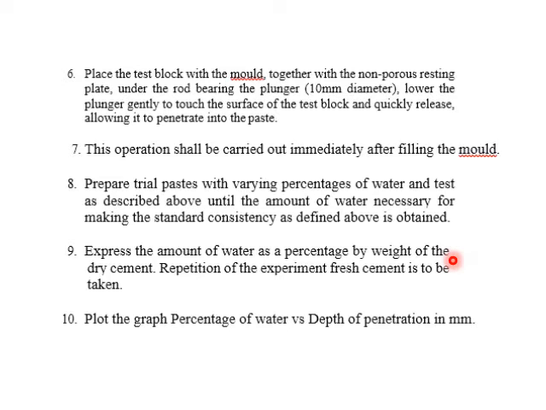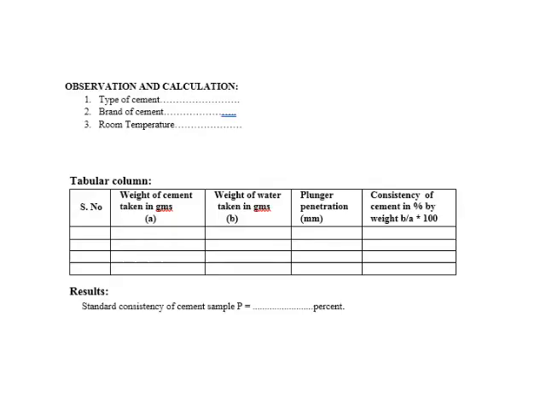Okay. Take a fresh sample once again, add 27 percent of water, once again repeat it, once again check the reading. So you should do this procedure till you get 5 to 7 mm penetration, either 5, 6 or 7, you should get that range. When you get this range, stop the experiment and that percentage of water is recorded as standard consistency. Later on, you can also plot the graph of percentage of water versus the depth of penetration.